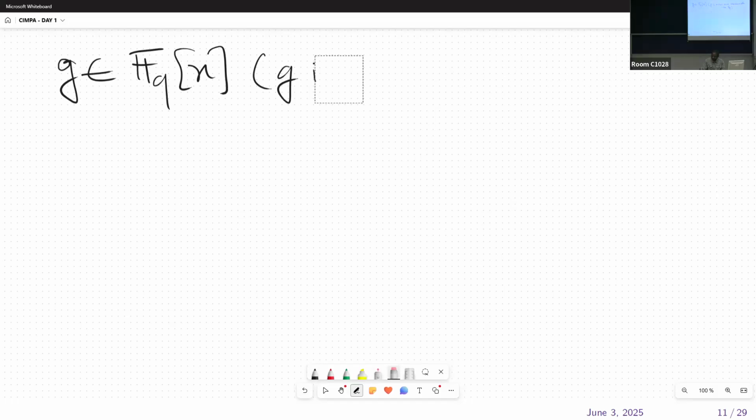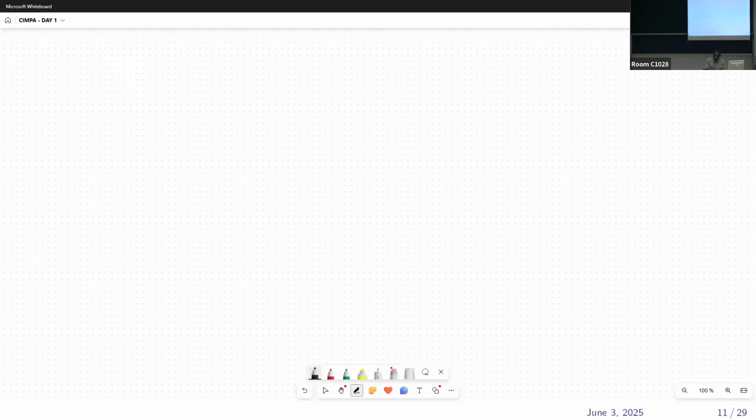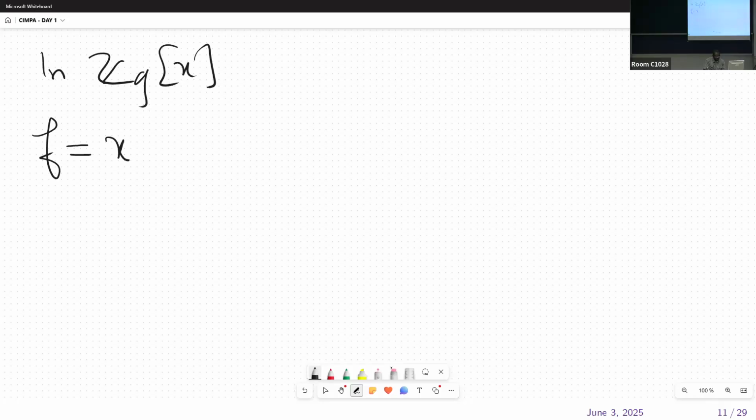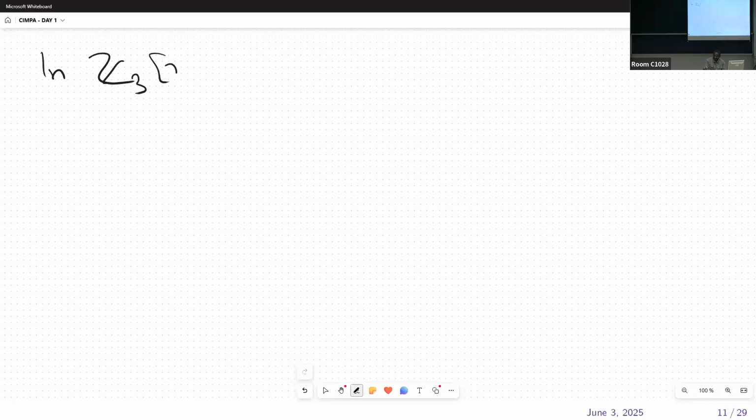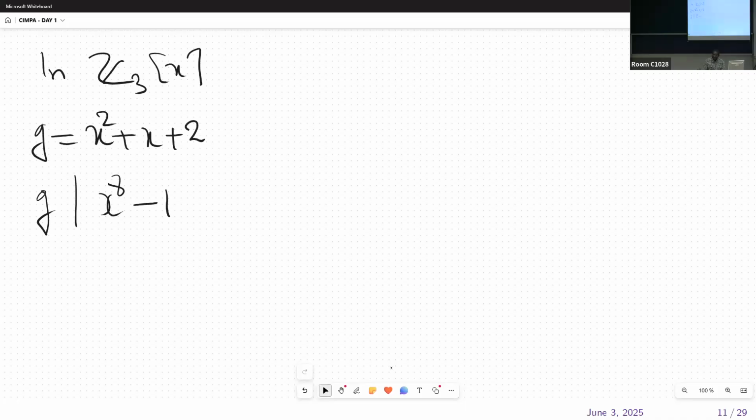We take an example. In Z_9[x], we take f equal x squared plus, sorry, in Z_3 we take J equal x squared plus x plus 2. J divides this polynomial in this ring.